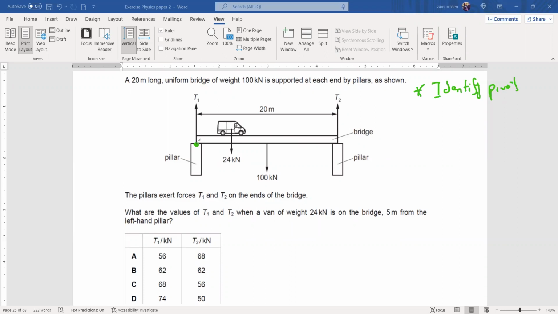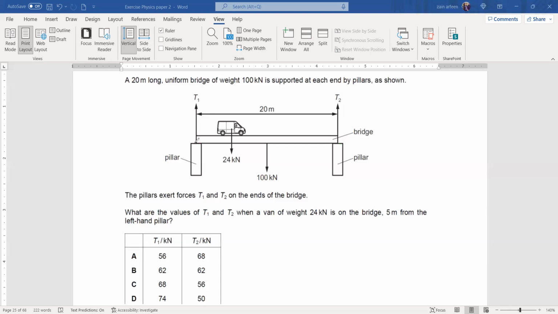So for example, I'm taking the first pillar as a pivot. First we identify the pivot. We call this the point of rotation, or the pivot. Now, as we first identify the pivot, either you can consider the left-hand side pillar as a pivot, or you can consider the right-hand side pillar as a pivot. So both ways you can consider.